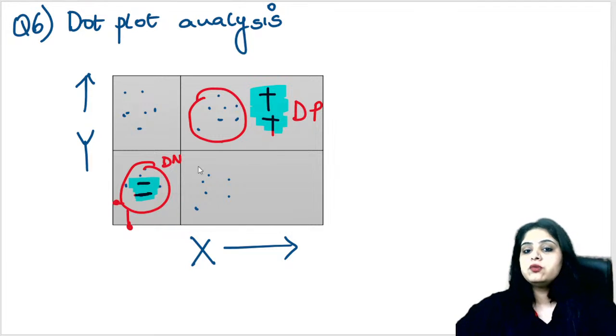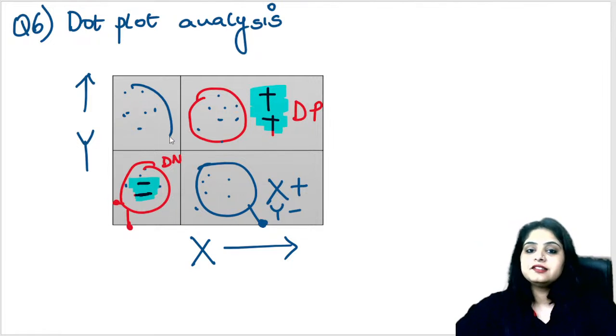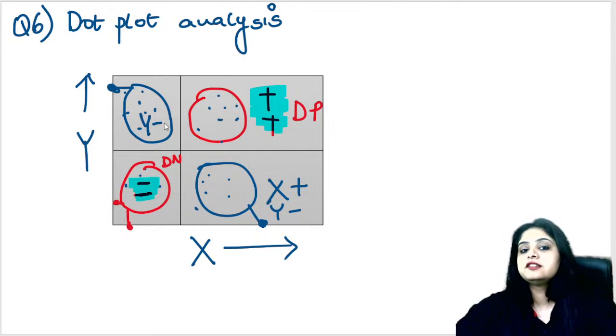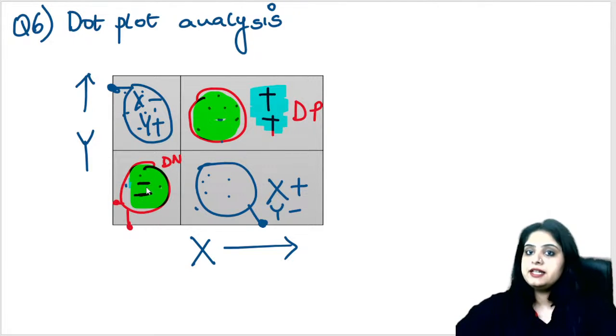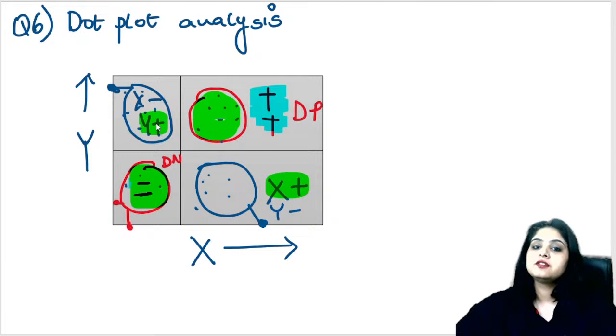The cells which are over here, they are closer to the x-axis, so only the x-axis is positive, the y-axis will not be, only x is positive. And the cells which are over here and closer to the y-axis, only the y-axis is positive, not the x-axis. So everyone's understood the difference. This quadrant is DP, double positive, this quadrant is DN, double negative, this one is only x positive, this one is only y positive. Okay?